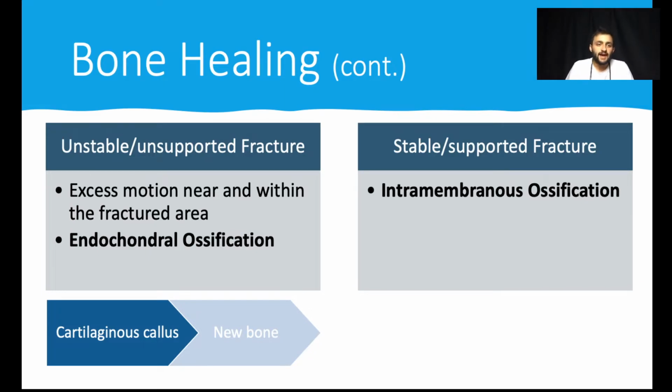So looking now at the different types of ossification and how each fracture healing type leads to different types of ossification, we'll find that with the unstable or unsupported fracture, so we think about indirect healing, right? You'll find excessive motion near and within the fractured area, which results in endochondral ossification. But with stable and supported fractures, you actually have intramembranous ossification. So practically, what that means is that on the unstable unsupported side, you end up having cartilaginous callus that becomes new bone. But you skip the entire callus phase inside of the stable supported fracture with the intramembranous ossification.